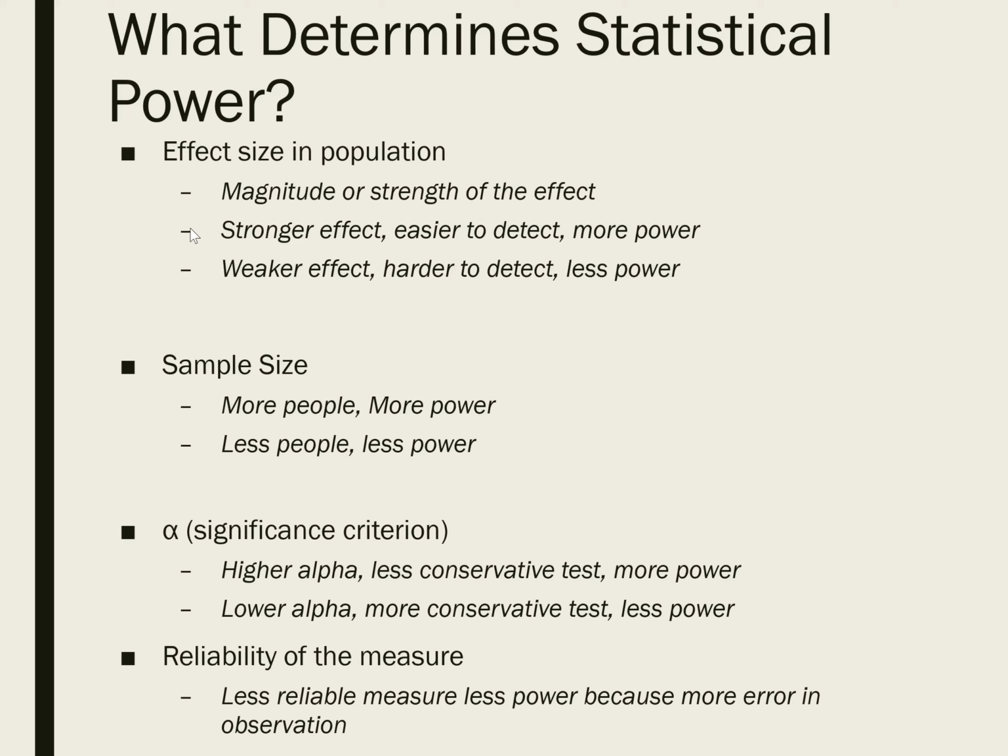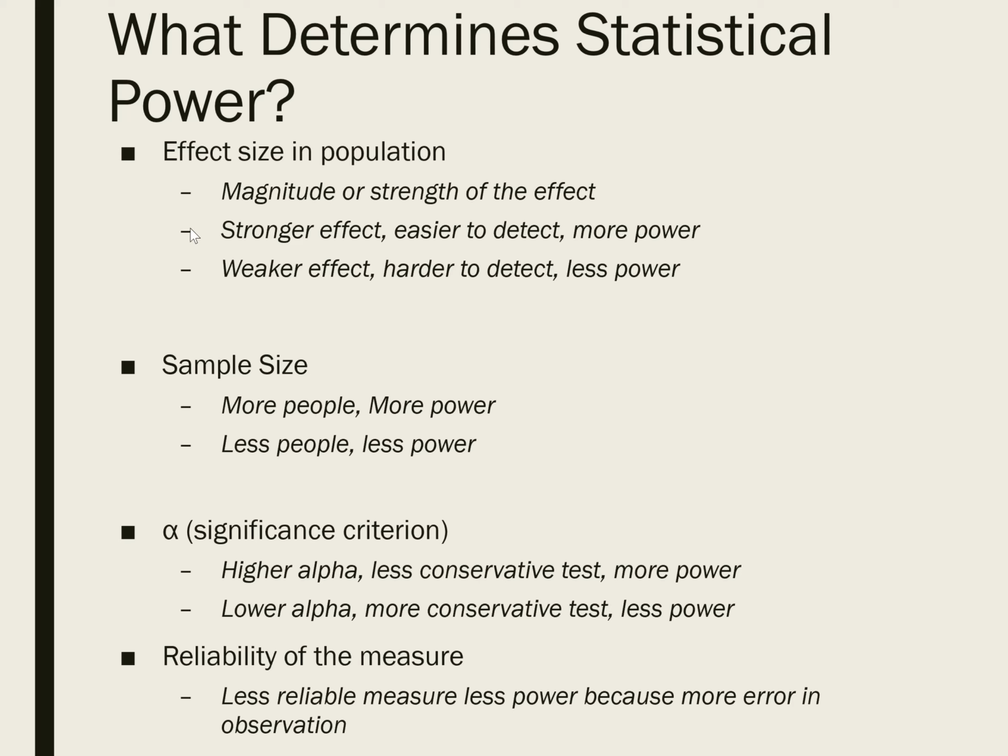Whereas if it's a weaker effect, like let's say it's just a small difference between means, it might be small, but it might also be important. But if the effect size is small in the population, it'll be harder to detect and we'll have less statistical power, all other things being held equal.